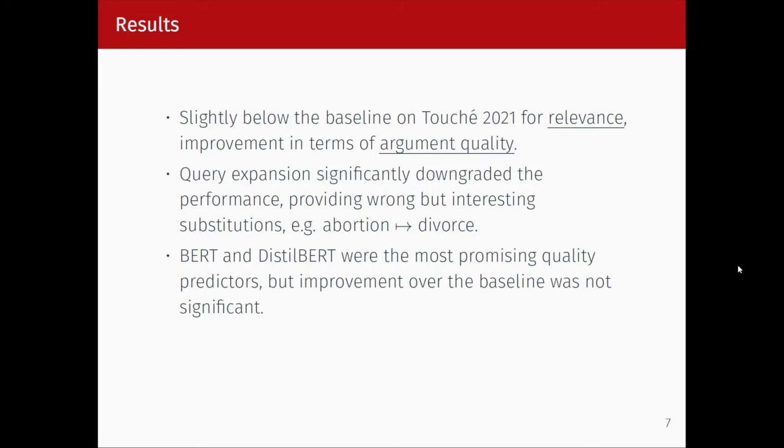We found out that query expansion was significantly downgrading the performance of our models, and this was mainly due to some wrong but peculiar substitutions. For example, the one between abortion and divorce, which derives from BERT's pre-training bias. BERT and DistilBERT were the most promising quality predictors, but their improvement over the baseline was not statistically significant according to our tests.